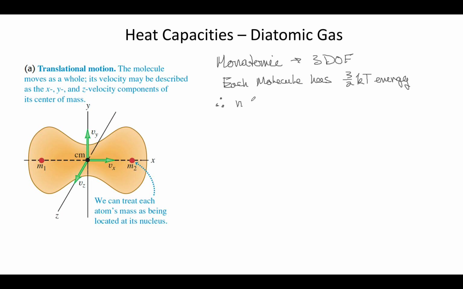n moles, let's change that, capital N particles or molecules has your total translational kinetic energy. So that's what we're talking about. This is translational kinetic energy technically. Is 3/2 capital N, which is the total number of molecules, kT.